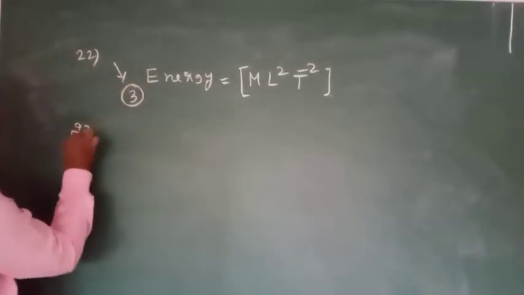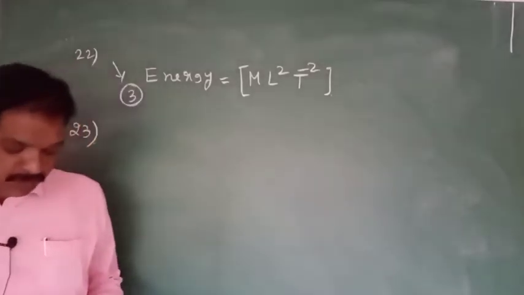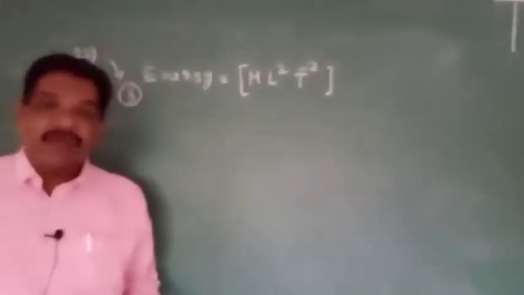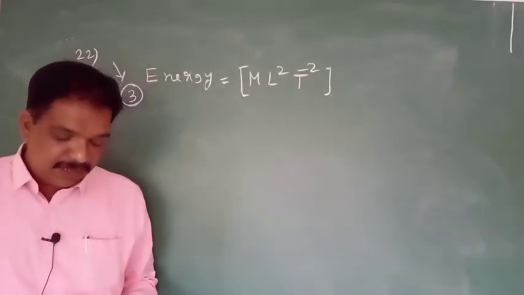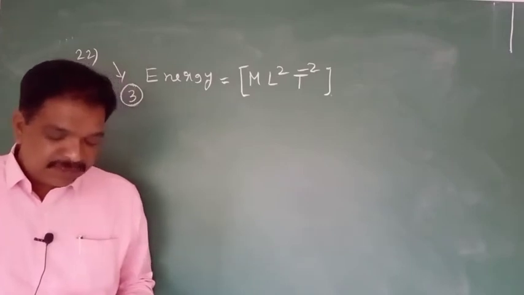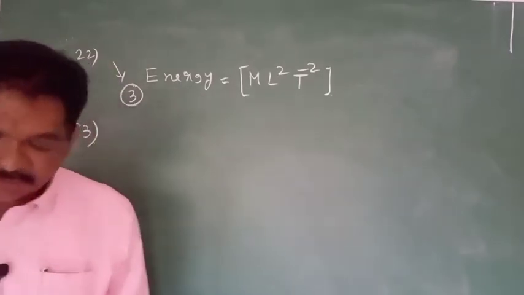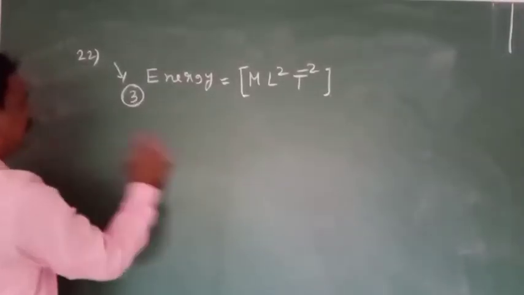Next, 23. What are they asking, see. Area, write in the bracket capital A. Velocity and density are the base quantities. What is the dimensional formula for force? Okay, we'll do this one.